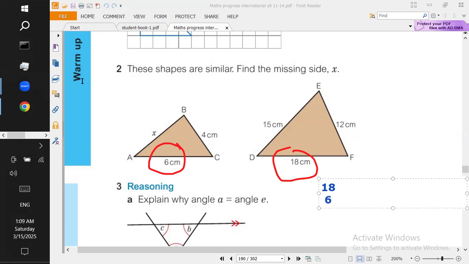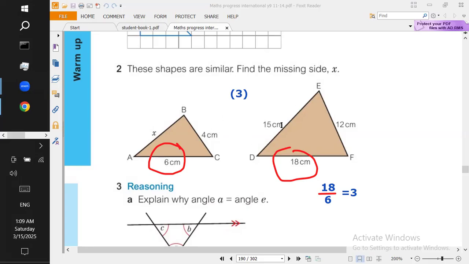Now, 18 divided by 6 will give me what? Very good. It will give me 3. So basically, my scale factor is 3. Now, the scale here is 3. I put it between brackets, so I know this is the scale. Now, to find a bigger number, I'm going to multiply by the scale.